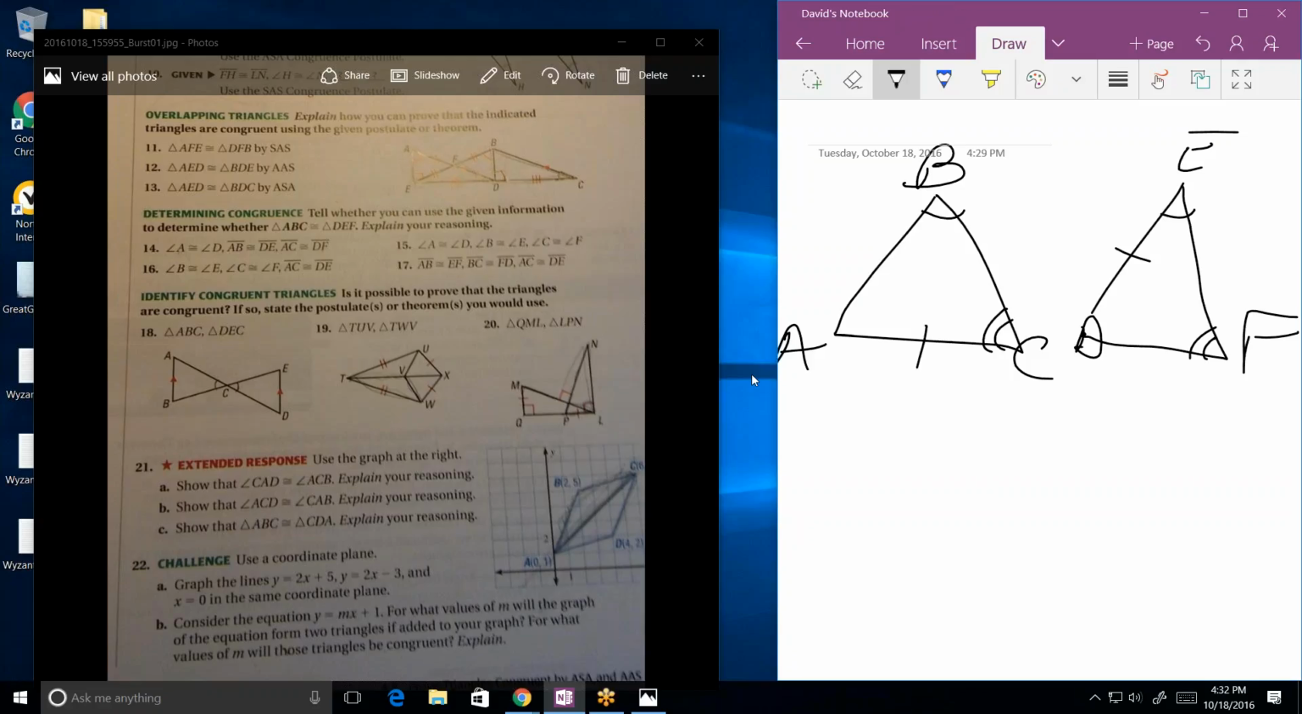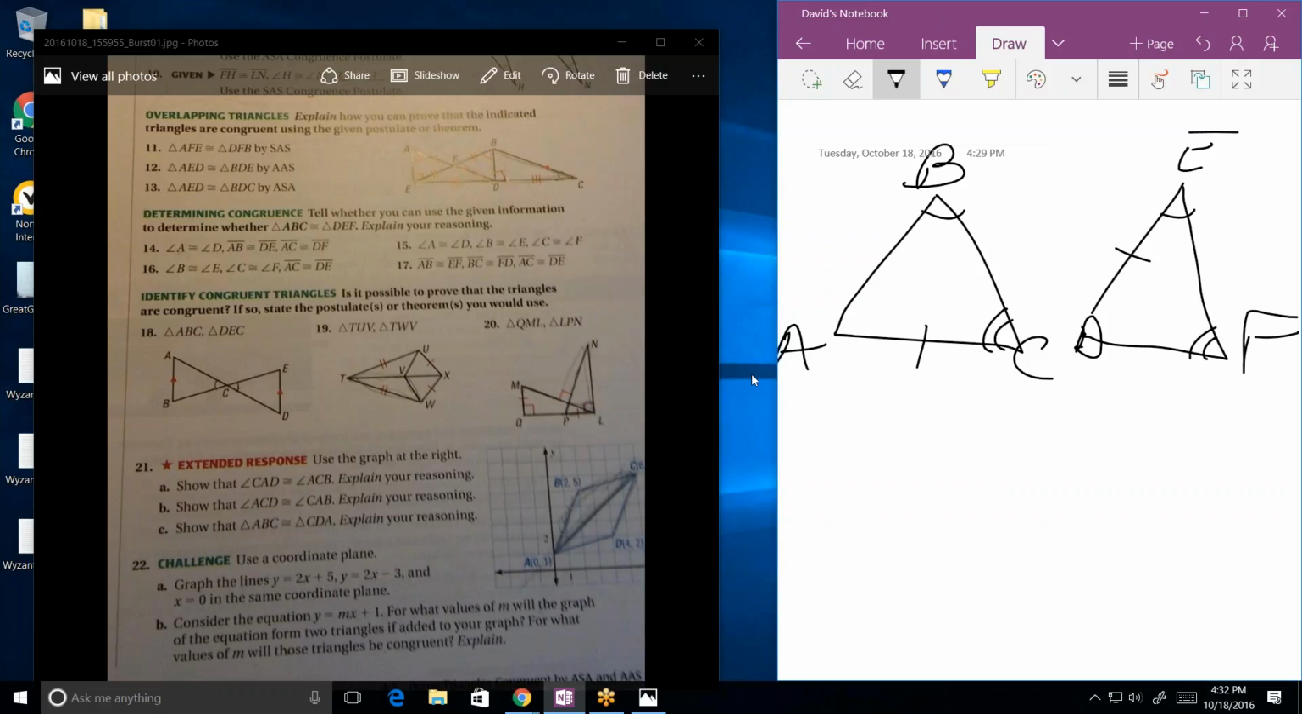Yeah. Boy, it sure does. Wait. Oh, never mind. I just don't like it. Why don't I like it? Because this is definitely angle, angle, side, and this is angle, angle, side if I go the other way. I don't think this does prove congruency.